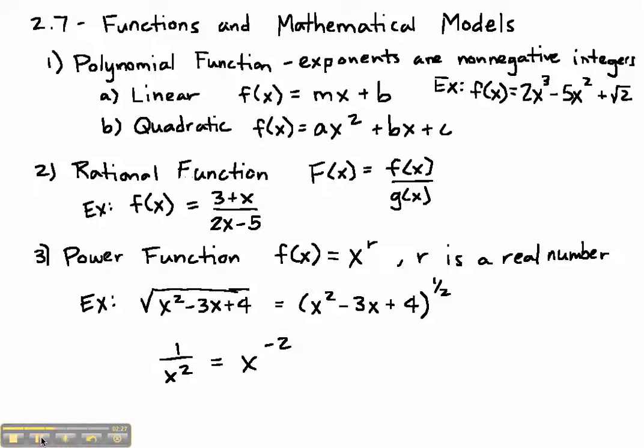For example, the square root of x squared minus 3x plus 4. That would be considered a power function, okay, because a square root can be thought of as the exponent 1/2. In addition to this, the function 1 over x squared would be a power function because we can rewrite this as x to the negative 2, where the exponent is negative 2, which is a real number.